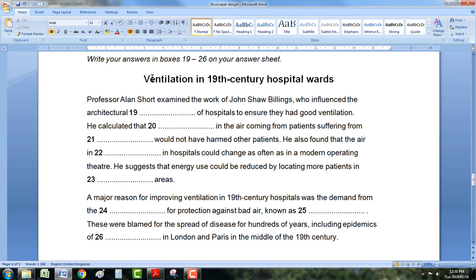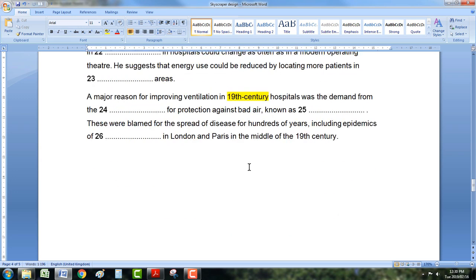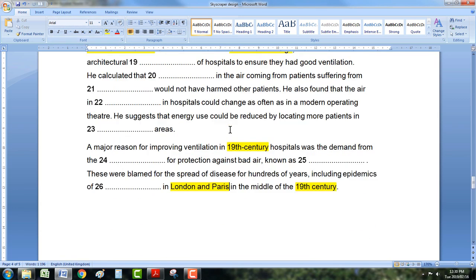So we're going to look at this definitely. Ventilation, 19th century. Hospital wards. There is a name over there. We're going to find that. What else can you see? There's 19th century again. Who knows, maybe the whole thing is 19th century. We don't know. There's a lot of 19th century. We'll see. But that helps us over there.